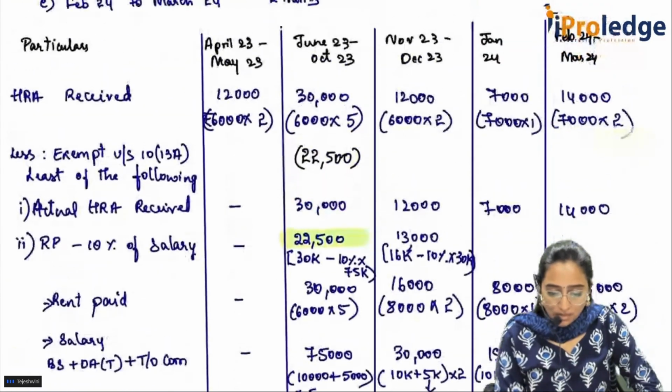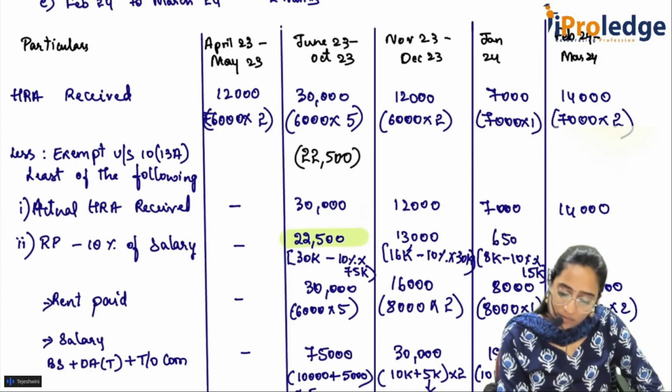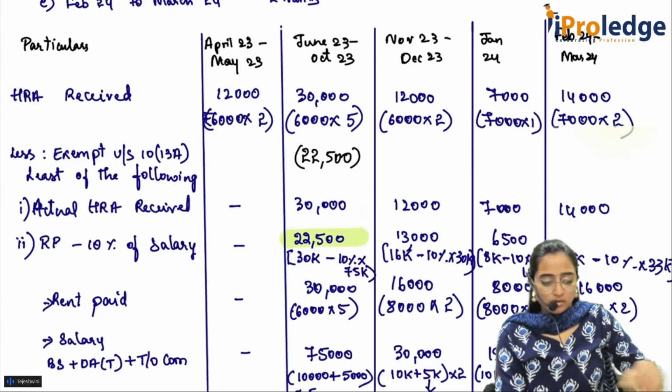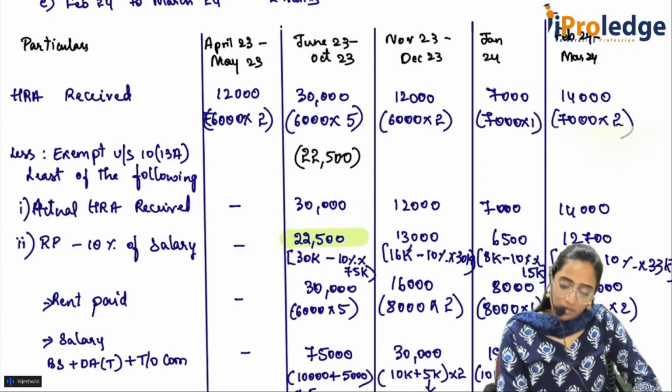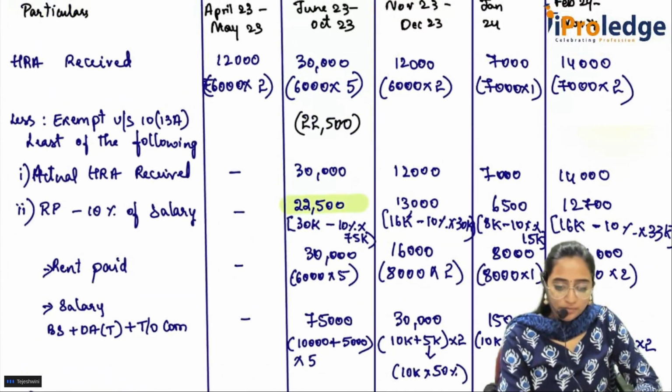Now tell me the rent paid calculation over here. 8,000 minus 10% of 15,000, how much is it? 6,000. Very well. Next, 16,000 minus 10% of 33,000, how much is it? 12,700.